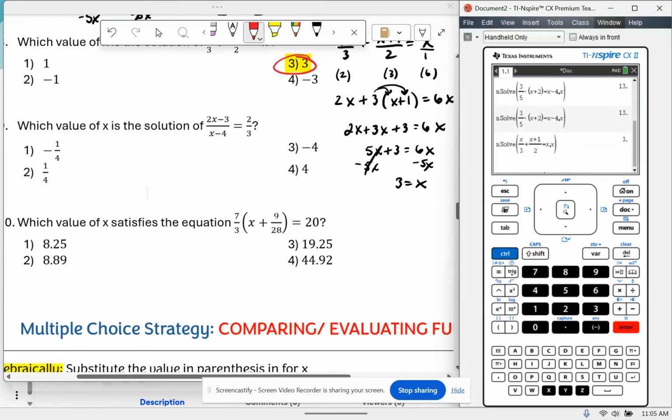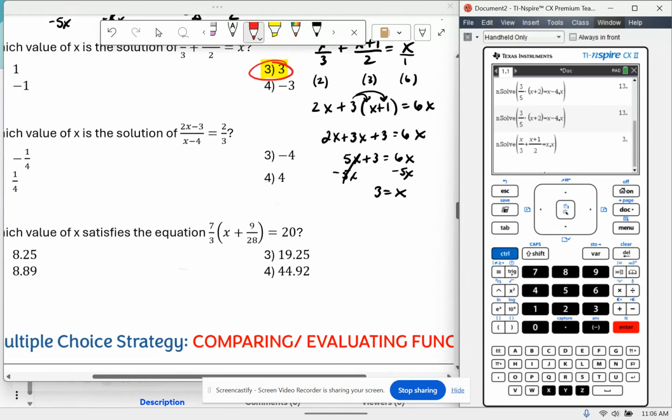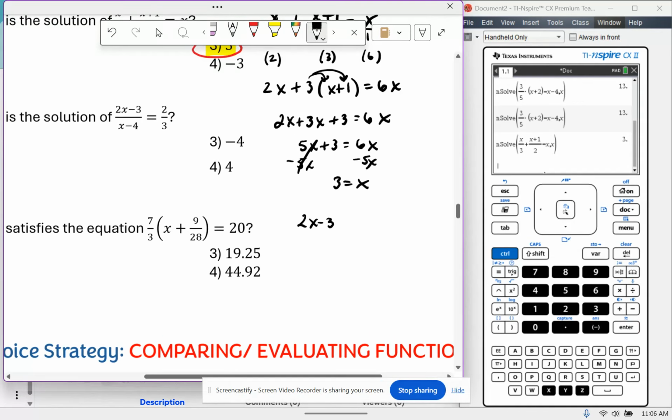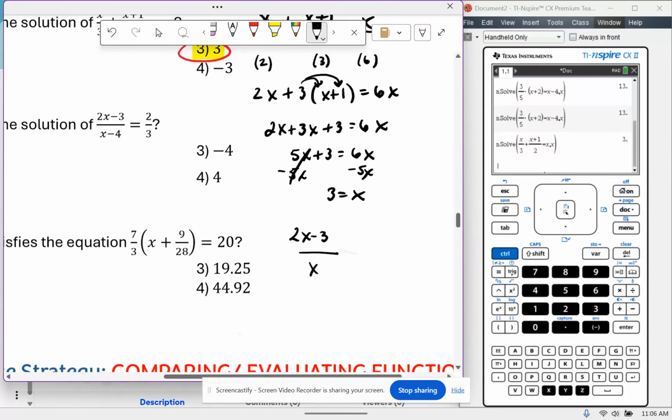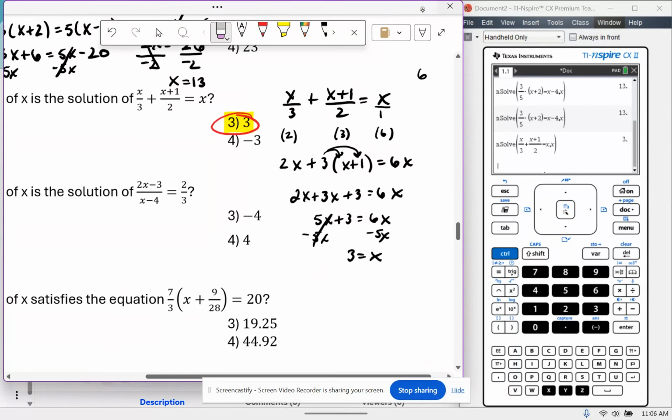X is 3. Boom. Okay, let's go to question 9. Which value of x is the solution of, and then we have 2x minus 3 over x, oh, I hate when it does that. Why is it doing this? Hold on. Sometimes it readjusts everything I'm writing and makes it move down. So give me a second.